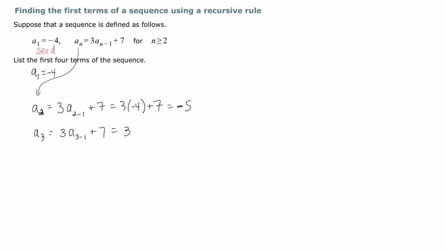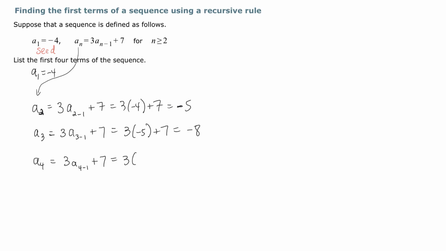So this is 3 times what? Negative 5 plus 7. And this simplifies to be negative 8. And so on and so forth. I'm sure you could take it from here. And so notice you're just showing all the work, showing all the steps here, simply writing things pretty fast.